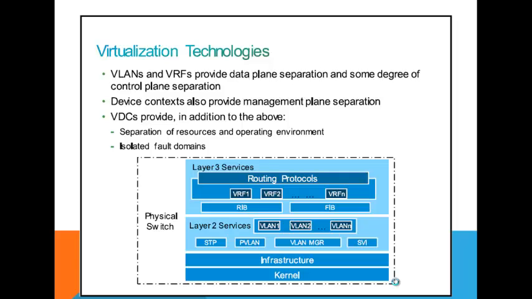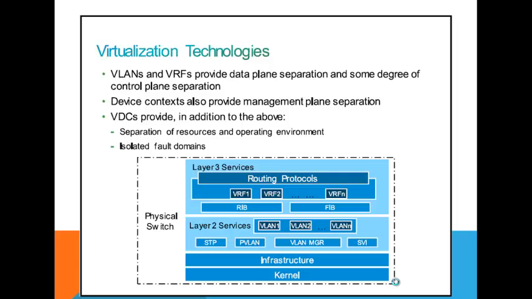Now this is one step more. What is that? We got management separation. Not just data or control plane. This is one step more. Even the management plane is separated, meaning we got a separate running configuration. The IOS instance is copied for each VDC. You will have a separate running configuration for each VDC.